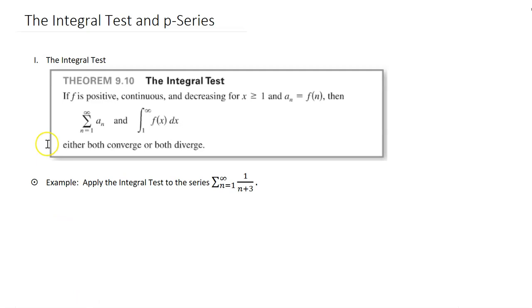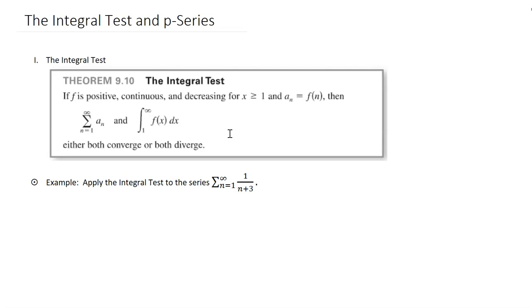So the first test that we're going to look at is called the integral test. If f is positive, continuous, and decreasing for x greater than or equal to 1, and a sub n is equal to f of n, then the sum from 1 to infinity of a sub n and the integral from 1 to infinity of f of x dx either both converge or both diverge. Now this integral right here is one of those improper integrals from chapter 8. So remember, those integrals could either converge or diverge depending on what ended up happening.